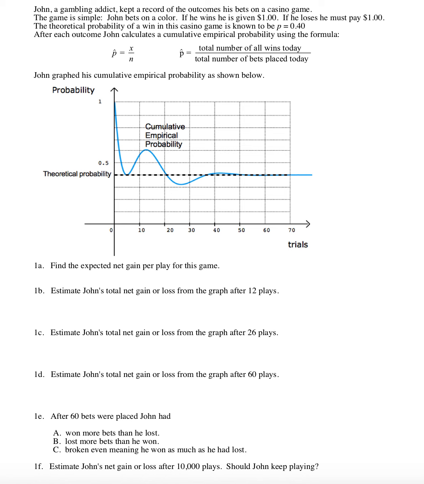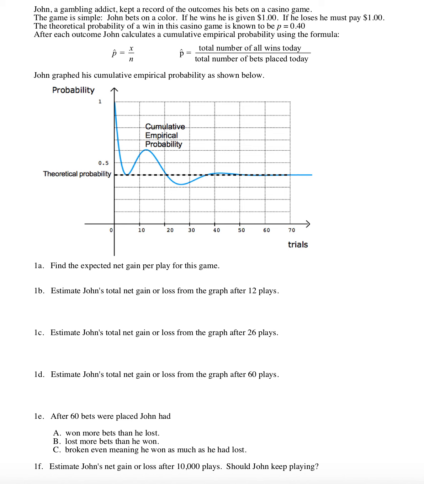And let's say it's a game where the computer programmers who made the game know what the true probability of success is. It's 0.4. Now John, a gambling addict, is going to keep a record of how he does in this casino game. It's a simple game where he bets on a color, and if he wins, he'll get $1, but if he loses, he has to pay $1. Since the probability of success is less than 0.5, he's actually going to lose more times than he's going to win on average over the long run.